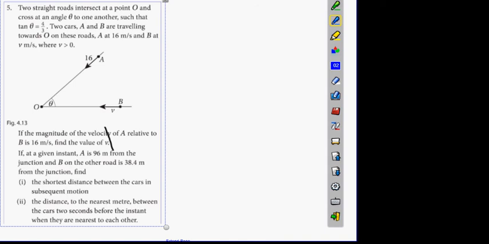Cars A and B are travelling towards O on these roads. A is at 16 meters per second, and B is at V. It won't even tell me what B is. If the magnitude of the velocity of A relative to B is 16 meters per second, find the value of V. That's interesting, right? 16 meters per second.